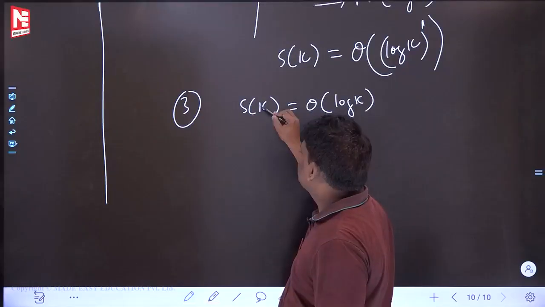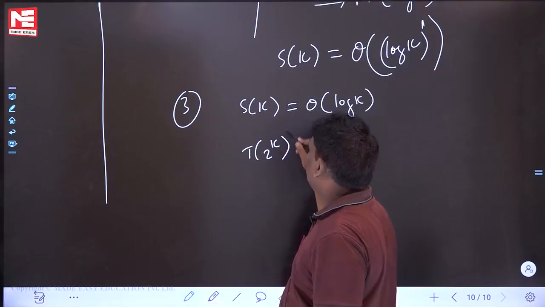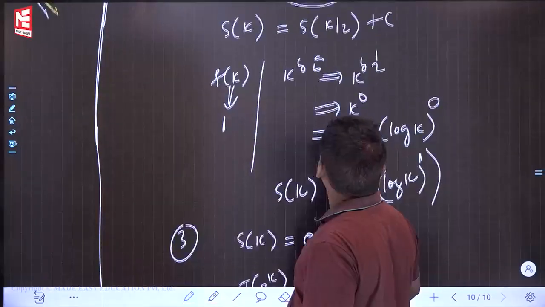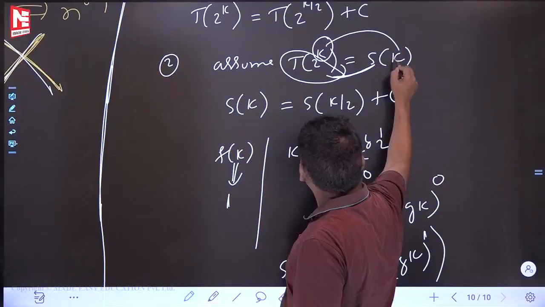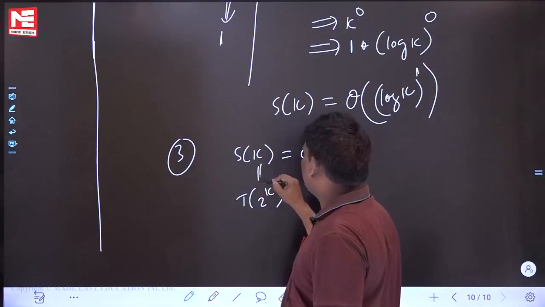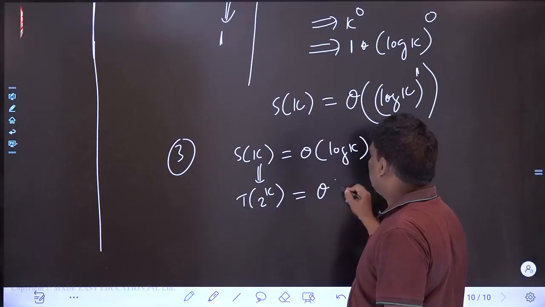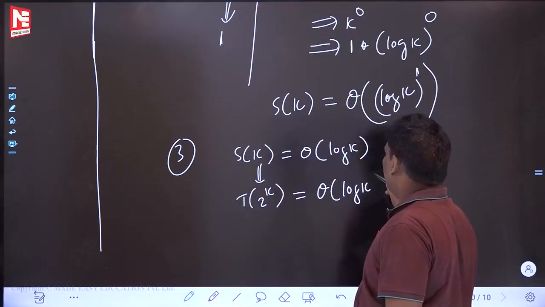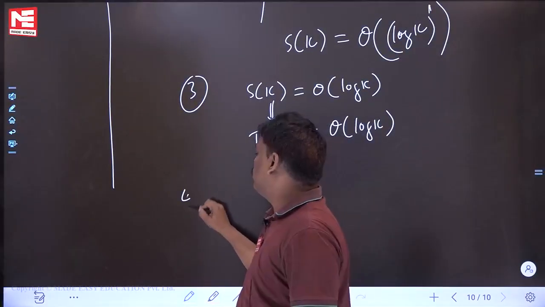Can you help me now? S of k, what is the reverse? T of 2 power k. If you want, you can check here: T of 2 power k is equal to S of k. Then S of k reversed is T of 2 power k. T of 2 power k is equal to theta of log k. Here S is not there, as it is will come. That is the third step. Second step reverse is third step. Go to the fourth step.